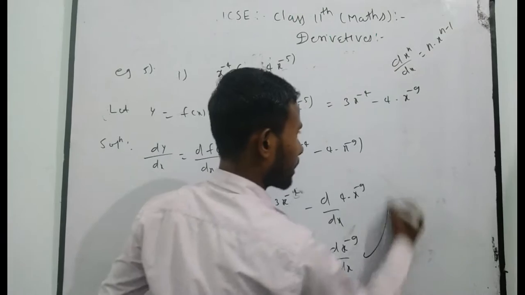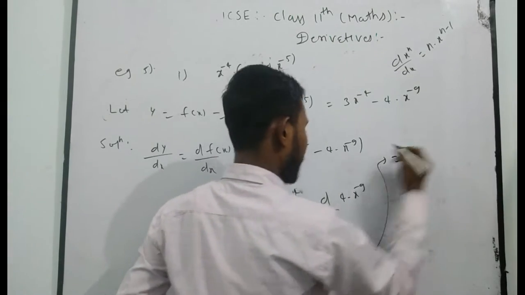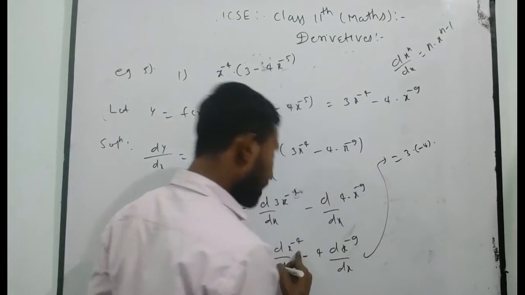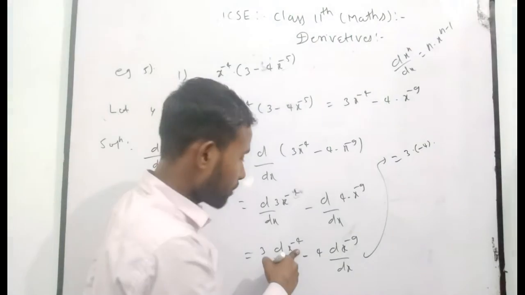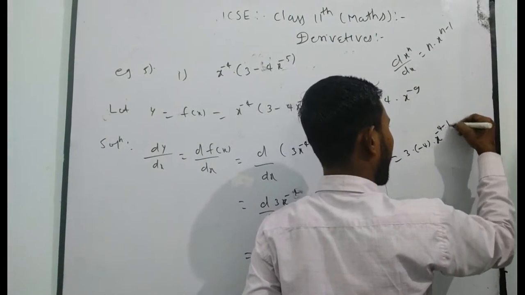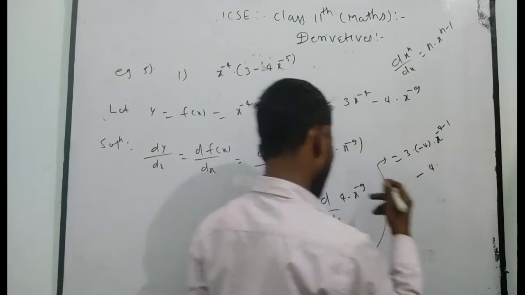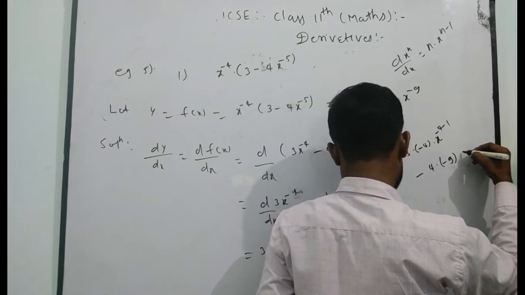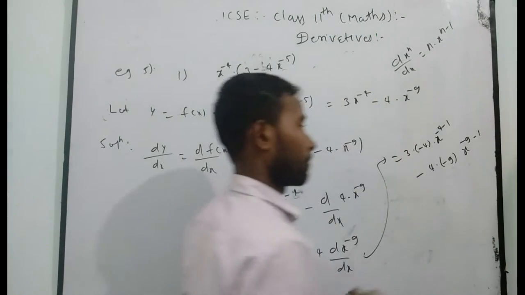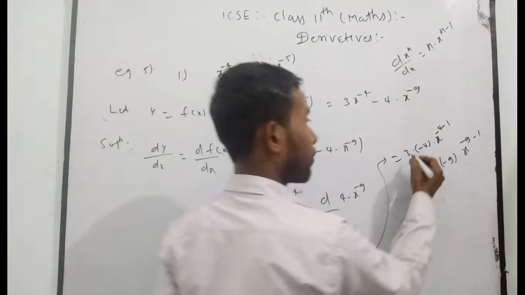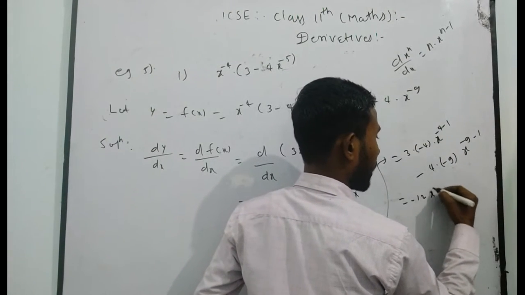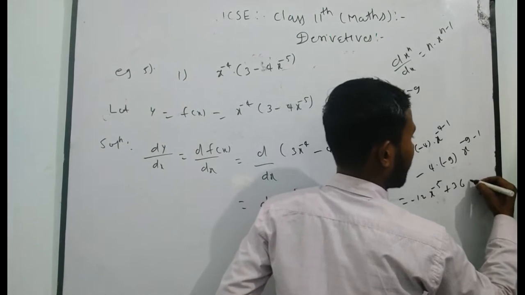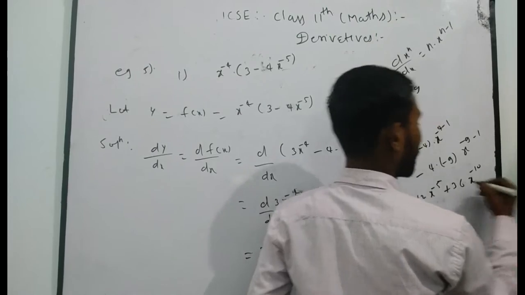In that case you get what? Right hand side is equal to 3 times n into x to the power n minus 1. That means minus 4 has been taken out into x to the power n minus 1, n is equal to minus 4. That means x to the power minus 4 minus 1, minus 4 into x to the power n, that means n, that means minus 9 into x to the power minus 9 minus 1. Have you understood? Now you have to manipulate: minus 12 into x to the power minus 5 plus 36 into x to the power minus 10, which is your required answer.